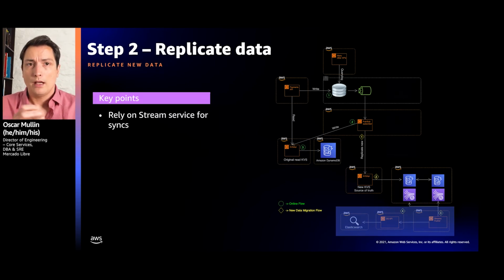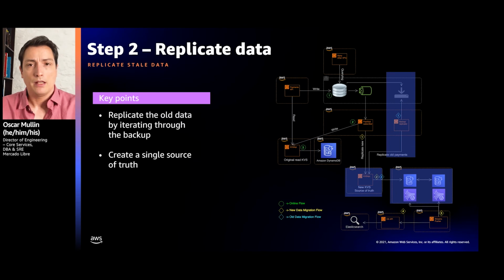Okay, so we have new data being replicated. Now we have to replicate the old data or the stale data. So we did an approach very similar as with Cassandra. We have a backup of the database. We have a backup replicator that was going through the backup, and for each record in the backup, it was writing that into KVS, the new KVS source of truth. So at some point, we have the new data and the old data. We also have to create this window of maintenance to be able to cut the traffic for a while and end the replication. But with that, we completed the migration.